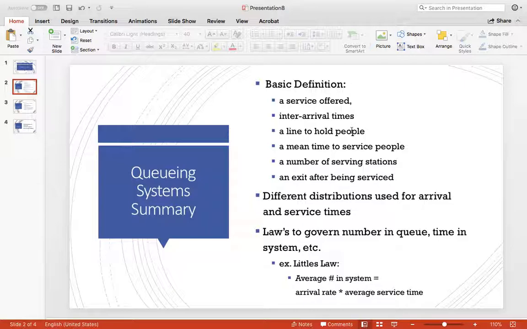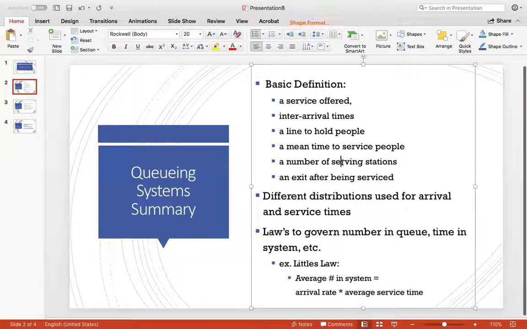And for these customers, there is a line that can hold people. So the customer that comes in at 7 minutes may have to wait in line behind the person that came in at 5 minutes. And there's also a mean time to service people. So we'll have a way of knowing how long it will take to service each person. And we'll also have a set number of serving stations. And then once that entity has been served, they will exit and no longer be part of the system.